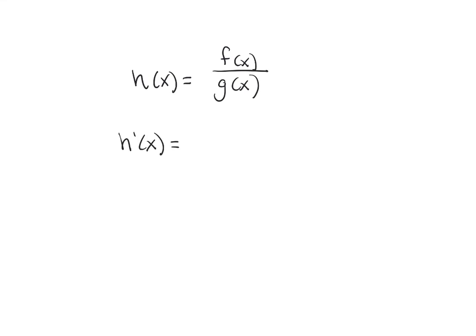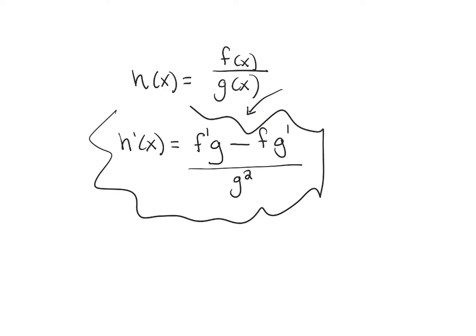it is the derivative of the first times the second. It starts out the same as the product rule. This time it's minus the first times the derivative of the second. So far it's the same as the product rule, except we've got minus instead of plus. And then we have to divide by g squared. So this is something that we need to memorize, just like the product rule.